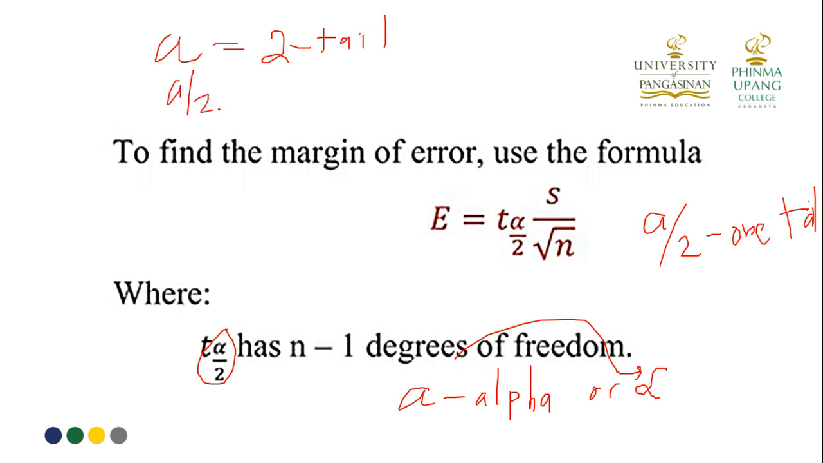Sir, what if we have divided by 2? That is one tail. Remember the difference. That is basic information in statistics. If it is alpha, two tail. If it is A all over 2, if it is divided into 2, that is one tail.